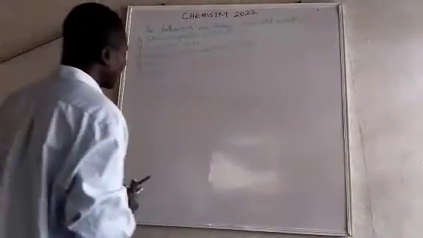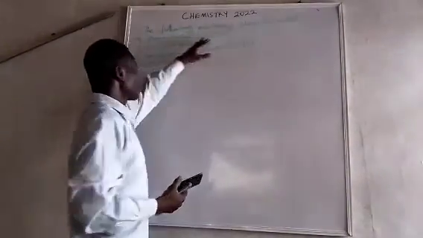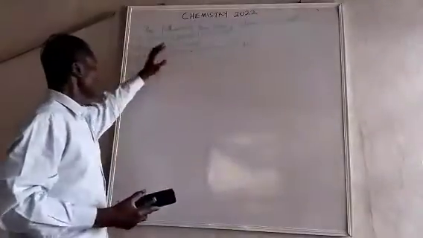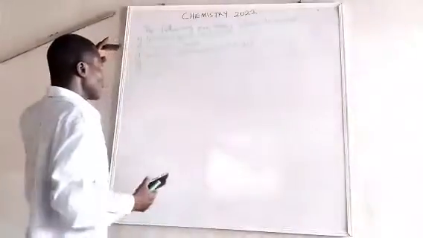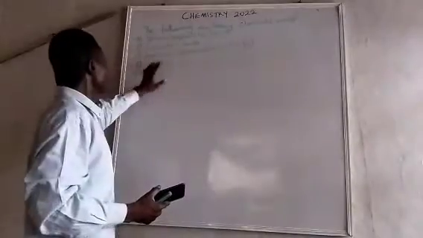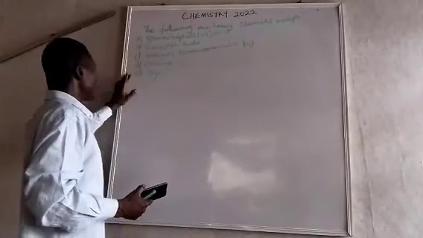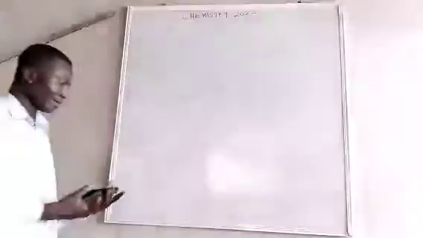The following are heavy chemicals except A, tetraoxosulfate VI acid, B, caustic soda, C, sodium trioxocarbonate IV, D, ethene, E, dyes. The answer is dyes, E.